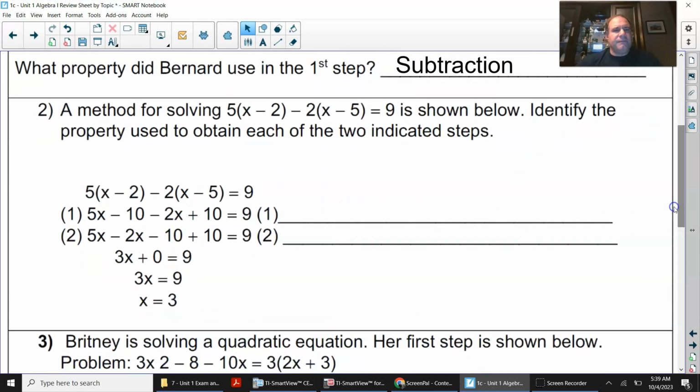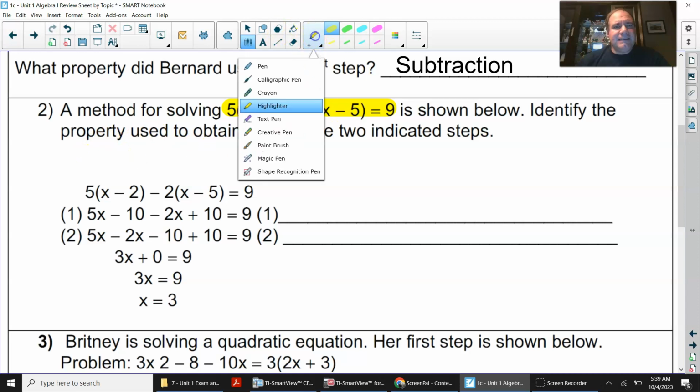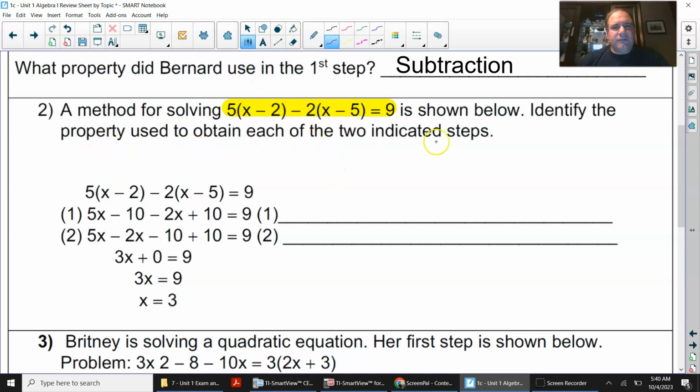All right, a method for solving this equation is shown below. Identify the property used to obtain each of the two indicated steps. So here we go again with this. Remember, they'll always ask it, and we're going to be talking about distributive property again.